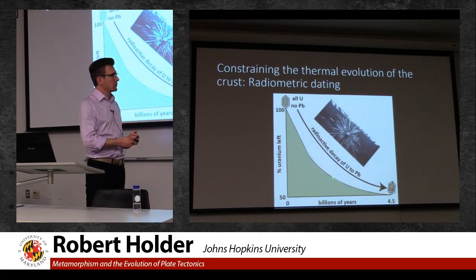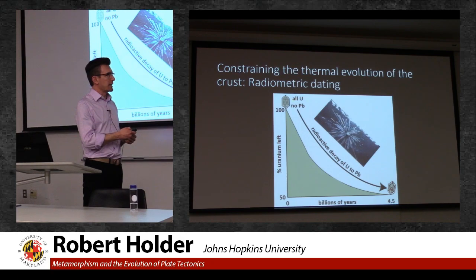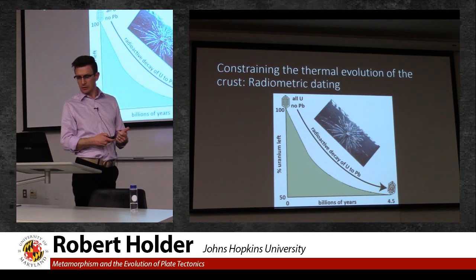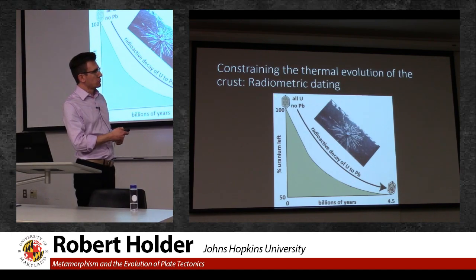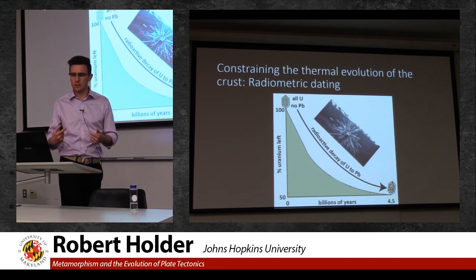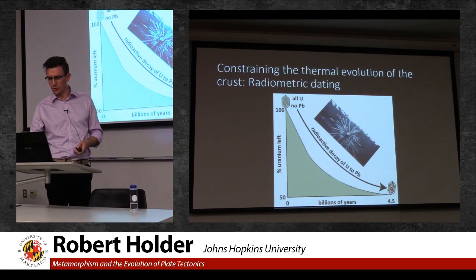So we can take a mineral that incorporates, say, a lot of uranium, but none of the daughter product of that radiogenic isotope, lead. And through time, that uranium will decay to lead, such that when we measure it today, the relative proportions of those tell us something about the time since that mineral grew.